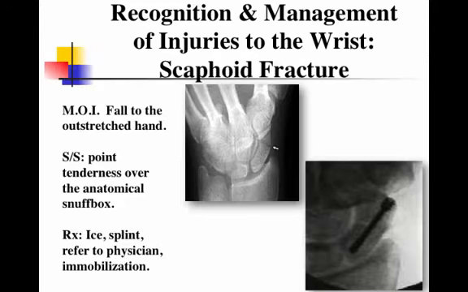If pain is present, the athlete should be referred to a physician for X-ray. Because of the poor blood supply to this bone, extensive immobilization is required, and sometimes a screw is inserted surgically to fix the bone and enhance the healing.